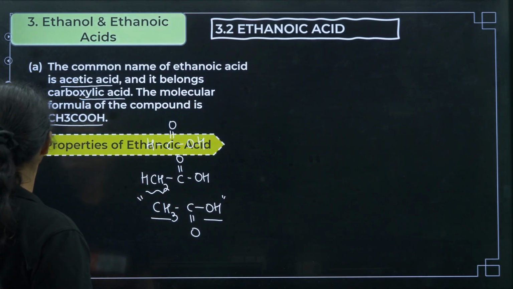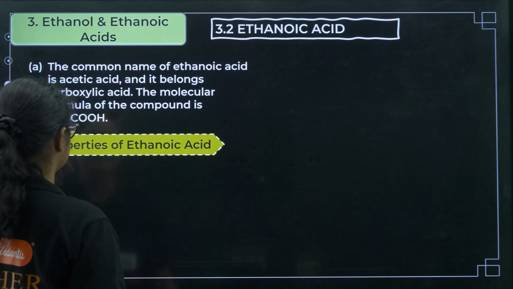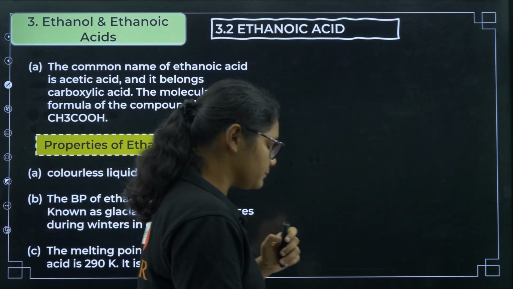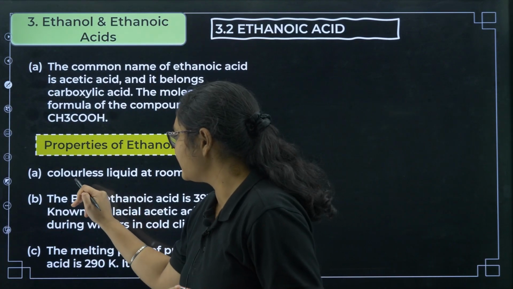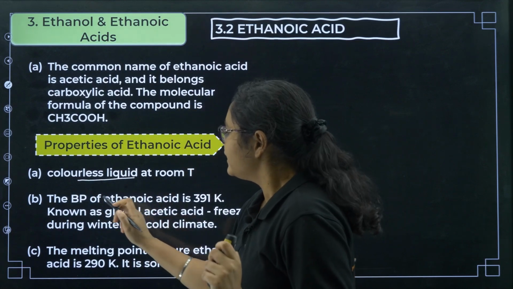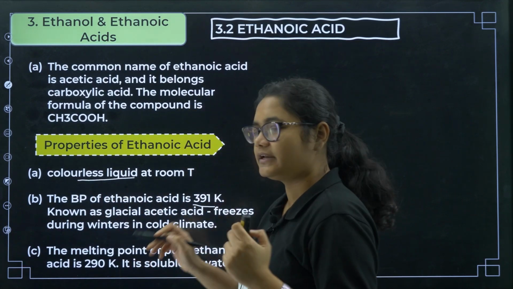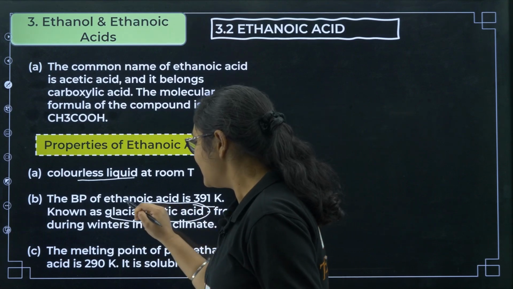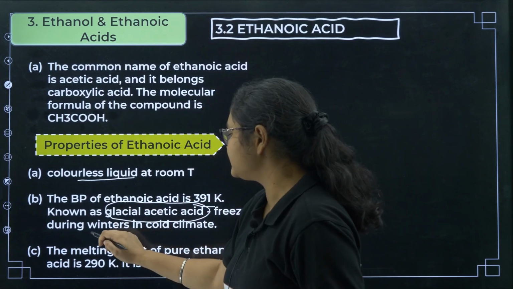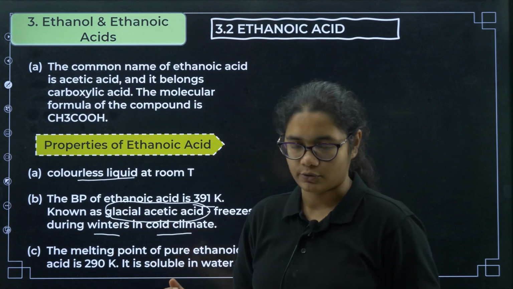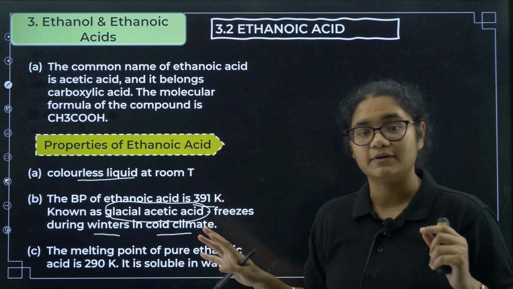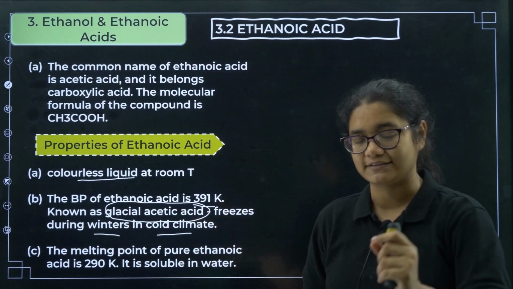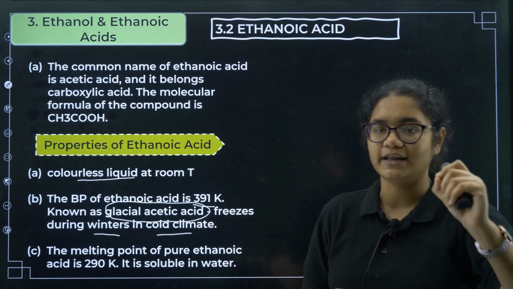Next, if we want to see the properties of ethanoic acid, it is very simple. It is a colorless liquid. The boiling point of ethanoic acid is 391 Kelvin. This is important: it is also known as glacial acetic acid because it freezes during winter in cold climates. You should remember this, it can be asked as an MCQ question. Ethanoic acid is also called glacial acetic acid.